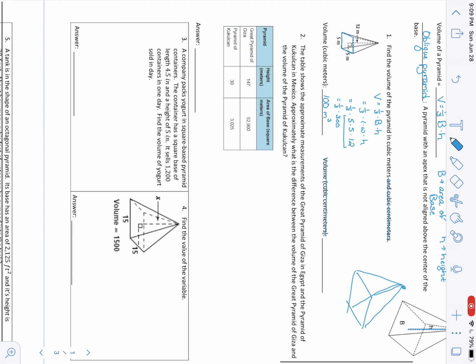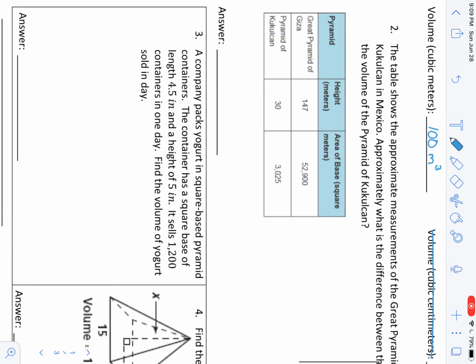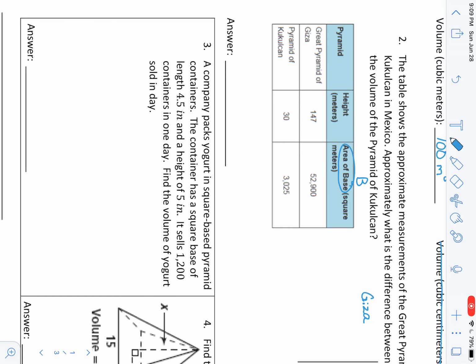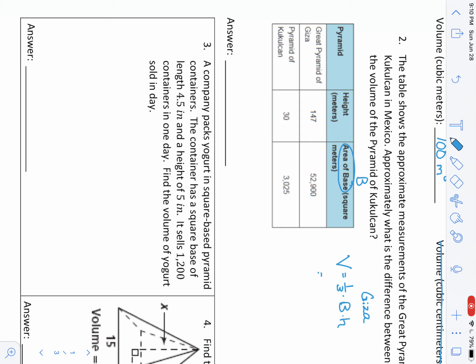So the table shows the approximate measurements of the Great Pyramid of Giza in Egypt, that's the famous one, and the Pyramid of Kukulkan in Mexico. Approximately, what is the difference between these two volumes? So we're given the height, and it already gives us the area of the base. They're giving us capital B. So I have 2 pyramids I need to compare, Giza and Kukulkan. Both of them are pyramids though, so they're both going to use 1/3 area of the base times the height.